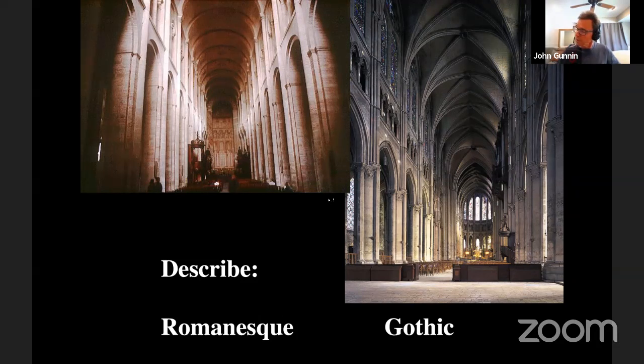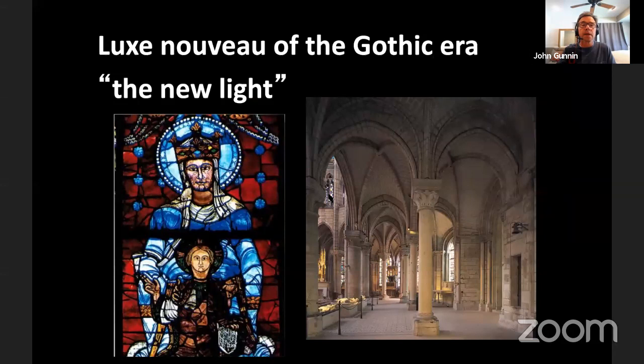The windows were very small. The piers are enormous. They block out light, and over on the right, you can see the windows are quite larger. And as Gothic style developed, the windows got larger and larger and larger. Okay.